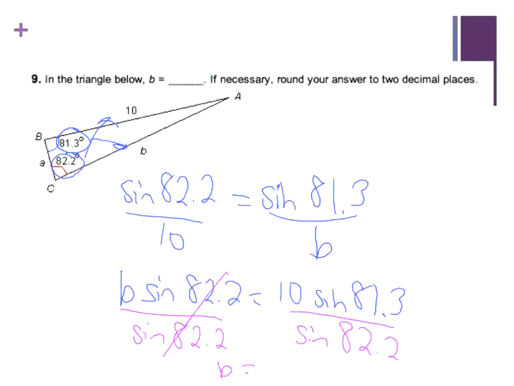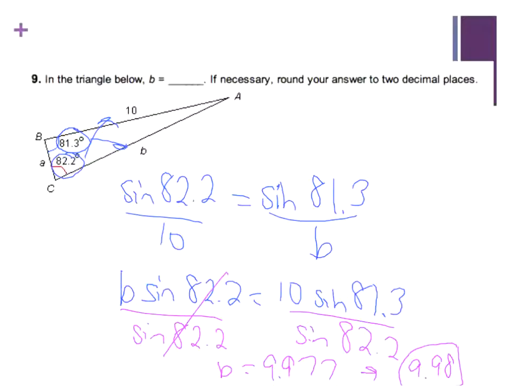I only have my rounded answer on my paper, so I'm going to try it with you. So I get 9.977, so rounding to 2 decimal places would be 9.98. How do we do?